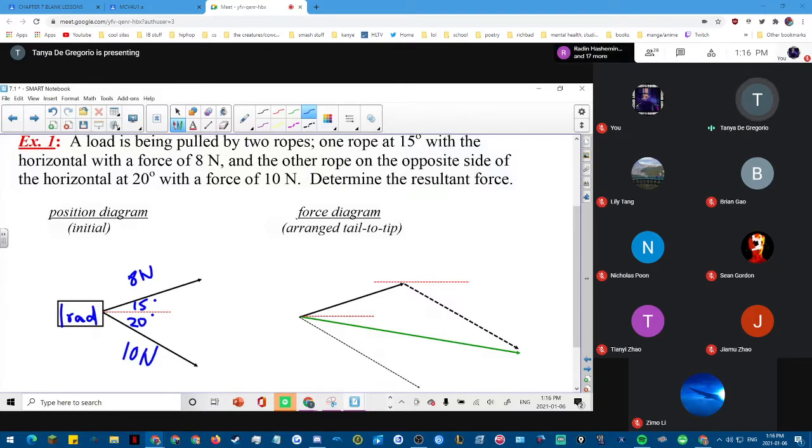Now we want to come up with our force diagram. Because we're looking for the resultant here, we know that we're always arranging from tail to tip. So here's my first vector, and that's my 8 newtons. And now I want to take my second vector and displace it here. So that's my 10 newtons.